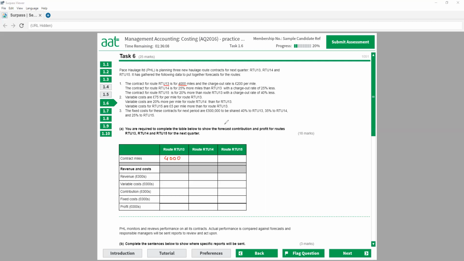Okay, and the next one, they said the contract for R14 will be 25% more than R13. So let's do 25% more. So 4,000 times 1.25, and that is 5,000.